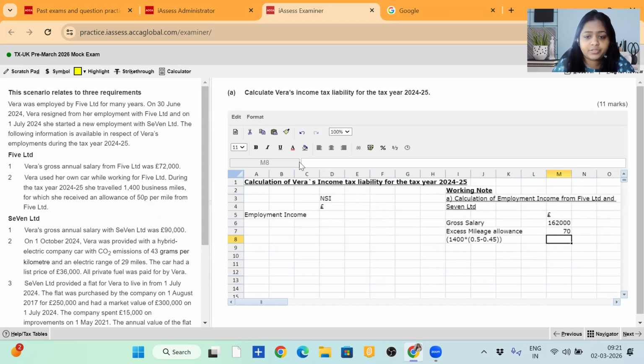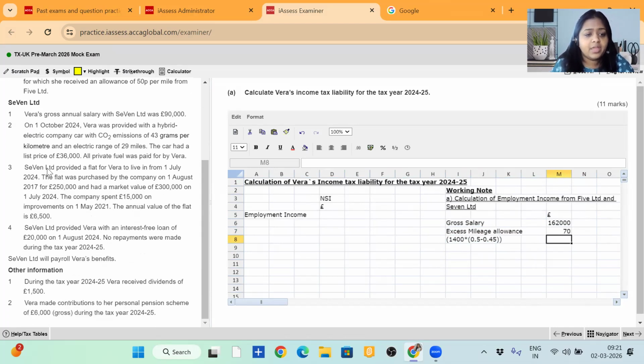Okay, now let's read further. This is done for 5. Now let's go for 7. On October 1st, 2024, Vera was provided with a hybrid electric company car with a CO2 emission of, so here I will write car benefit. Hybrid electric car, and she was provided this with 43 grams of CO2 emission and an electric range of 29 miles. The car had a list price of 36,000, and private fuel was paid by Vera only. So there is no fuel benefit that we have to take.